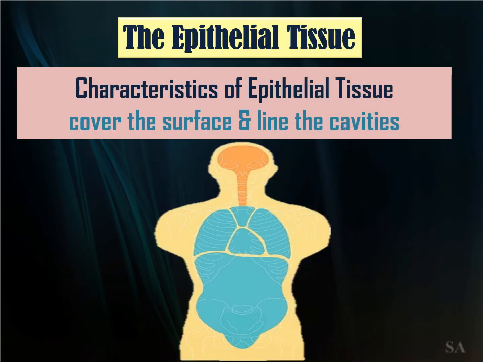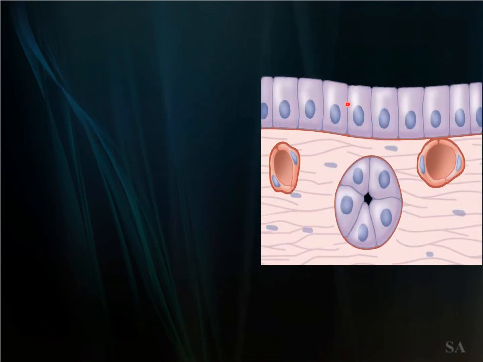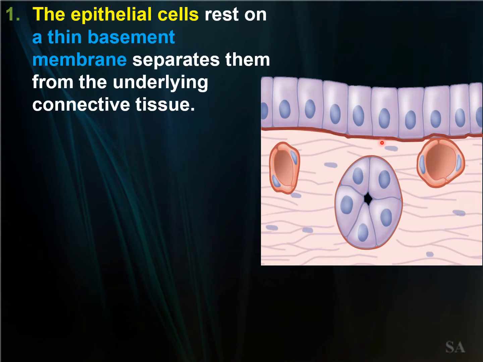Any epithelial tissue has many characters. We will study it. First character of the epithelial tissue, it covers the surface and lines the cavities. This is the surface of our body and this is the cavities. The epithelial cells also are resting on a thin basement membrane. This is the thin basement membrane.